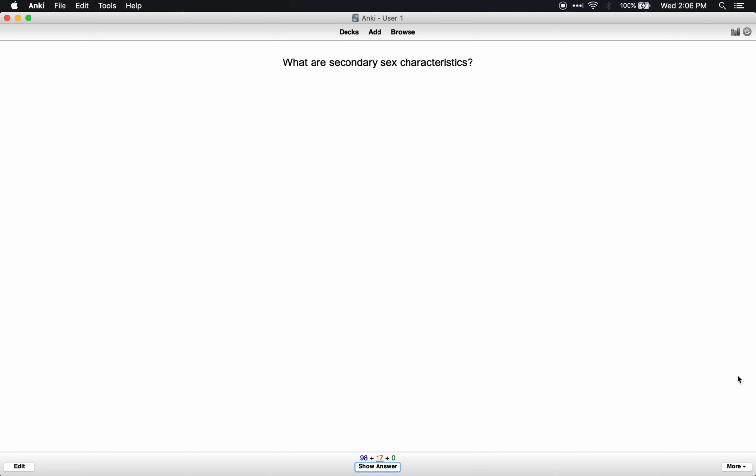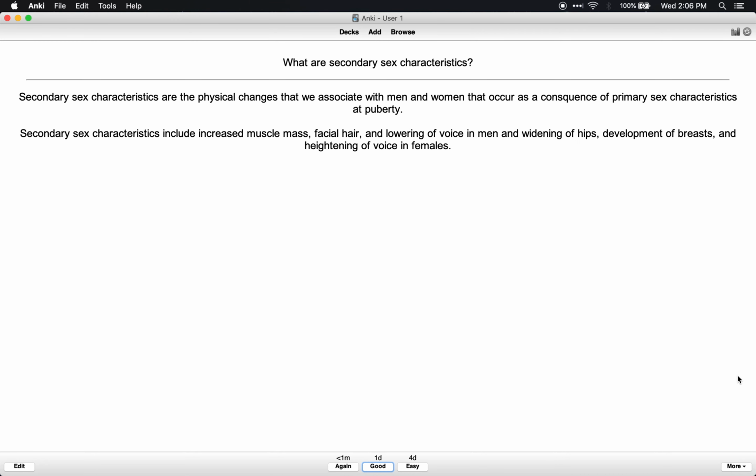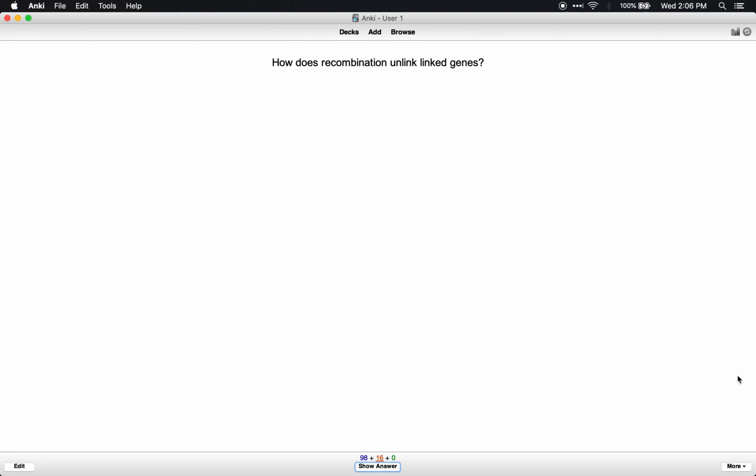What are the secondary sex characteristics? These are the characteristics that come from puberty. So you have an AB on a chromosome, big A, big B, and little a, little b on the other chromosome, and they separate just between those two regions. You can now get recombinant chromosomes.